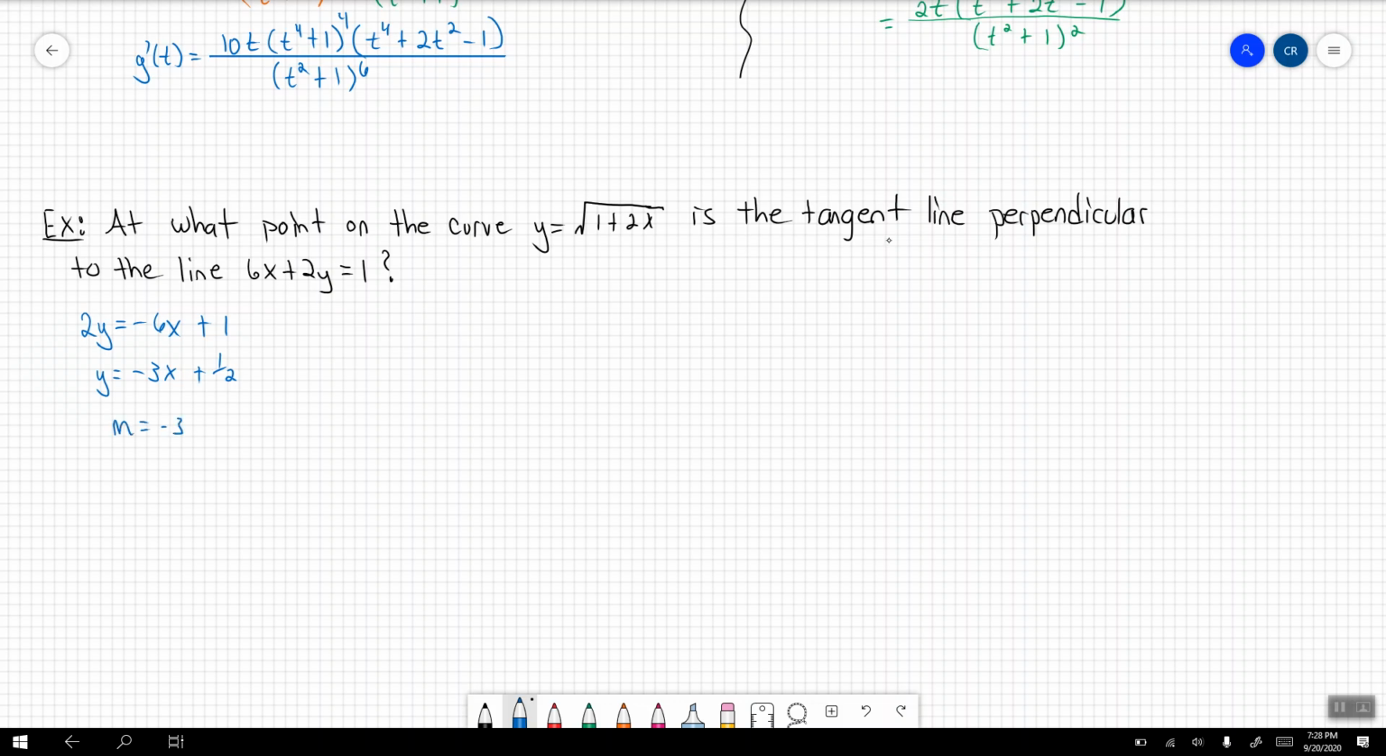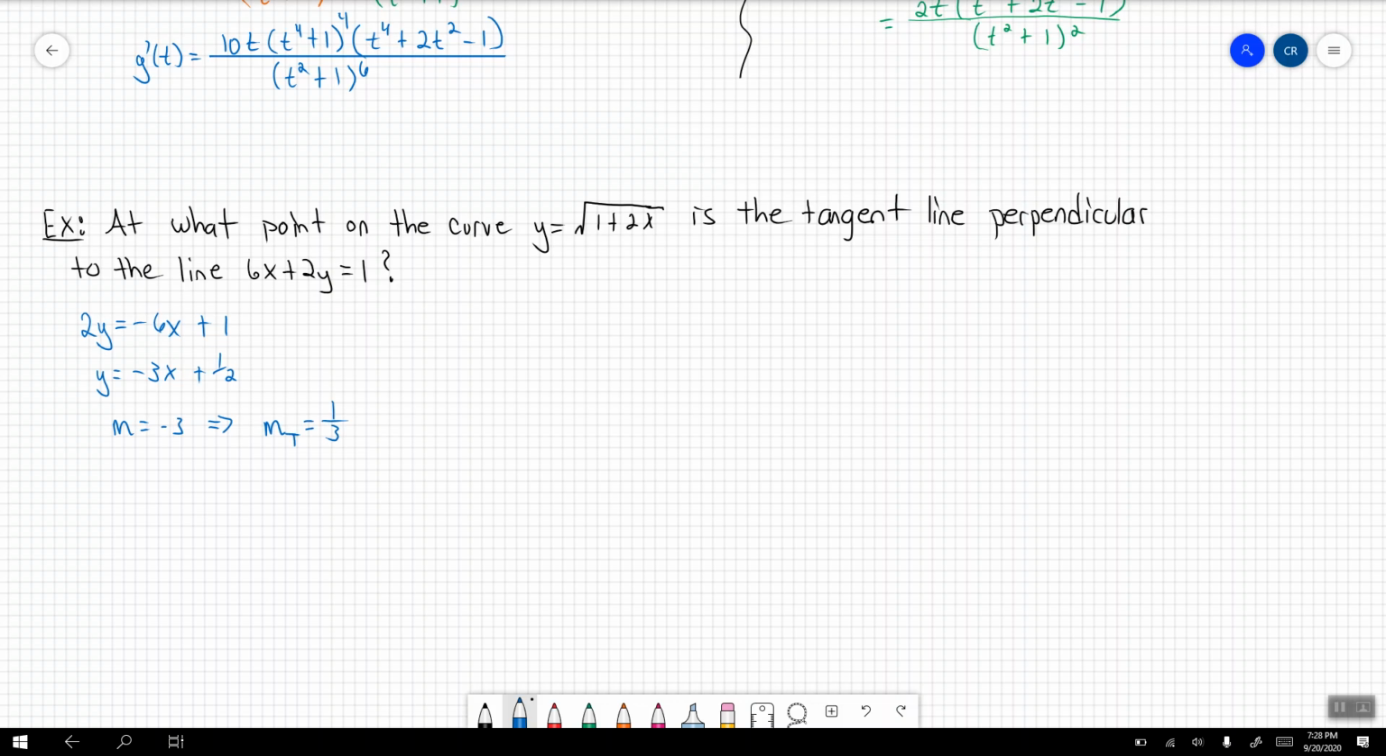But remember, I want the slope of the tangent line, and that needs to be perpendicular to this slope that we found. Which then implies that the slope of the tangent line that I'm looking for, and again, I like to denote my slopes of tangent lines with a little capital T, is going to be the negative reciprocal of negative 3, which should just simplify to be 1/3.